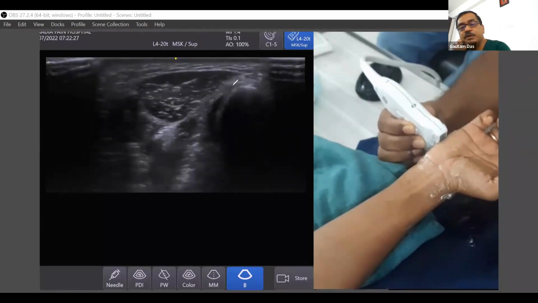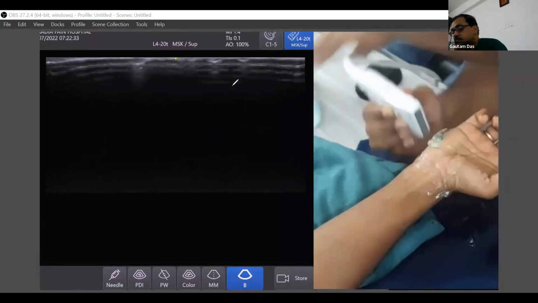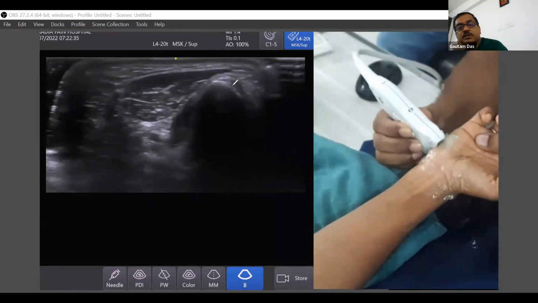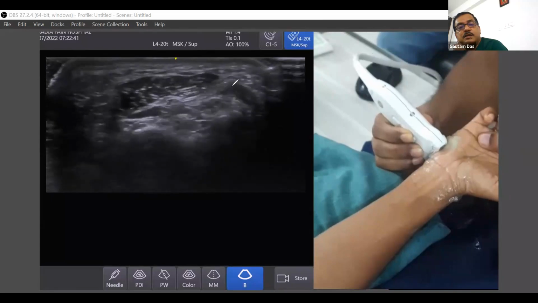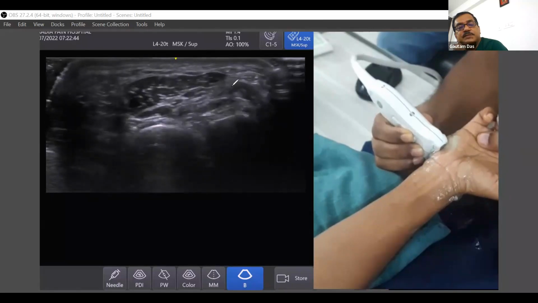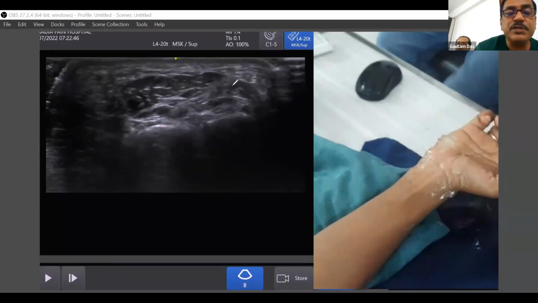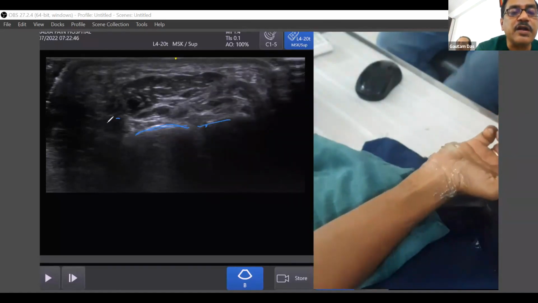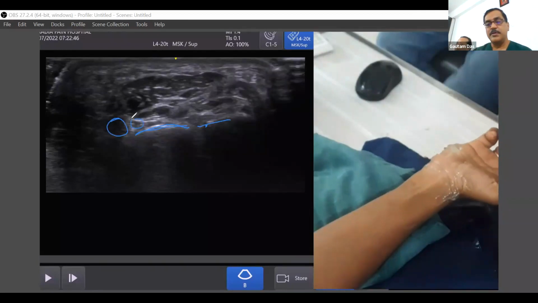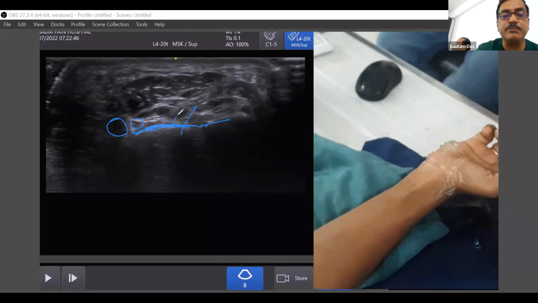This is the bone. Let's see what that is. Let me get some more gel. So this is your hamate. This is the base of the hamate, and this is the hook of the hamate. And this is your ulnar artery, and here is your nerve. Here I'll be showing some pathology. If there is a hook of the hamate fracture, we'll see that this hyperechoic line is not straight. There will be a break here.